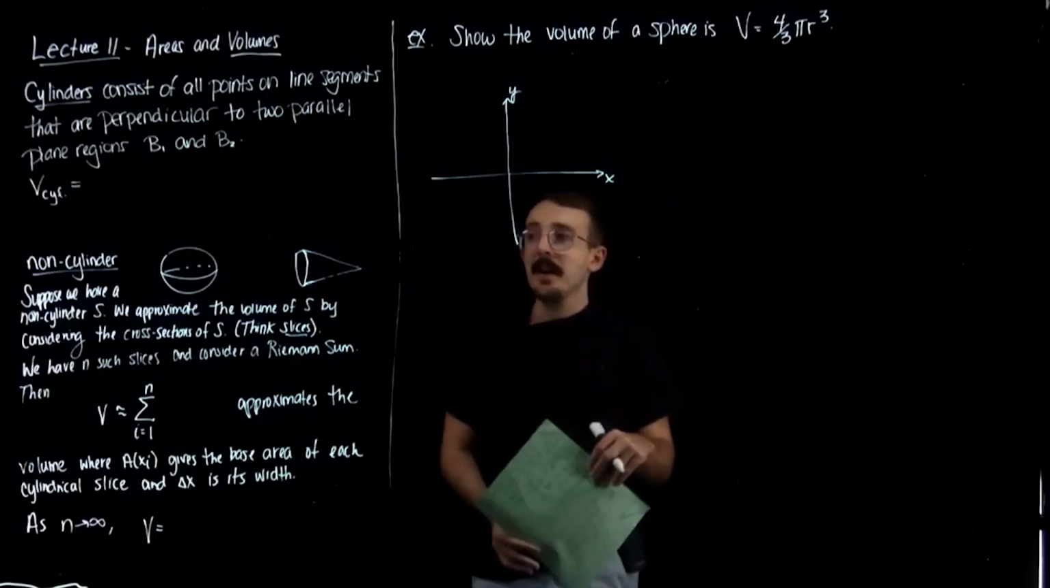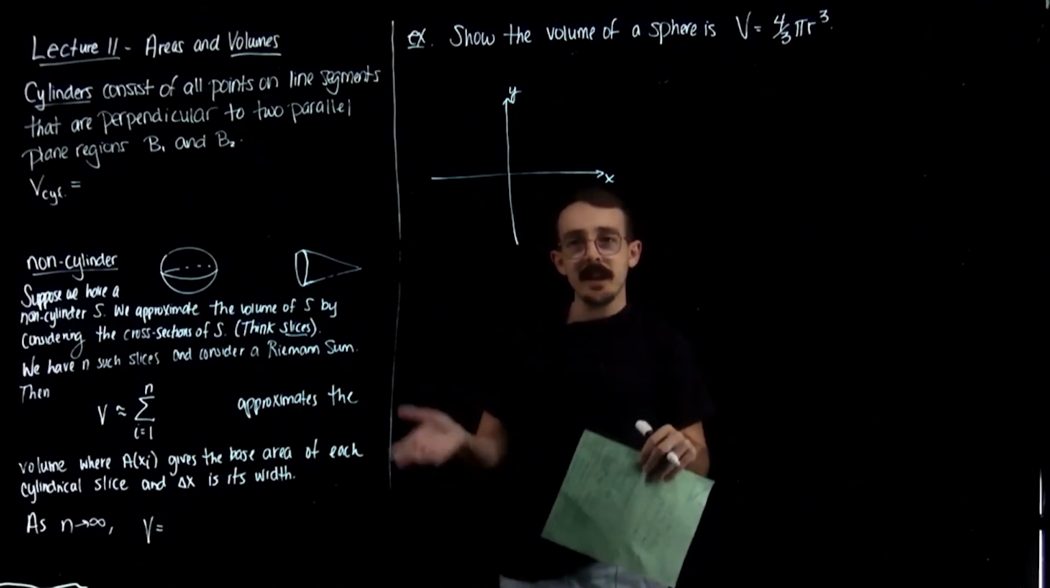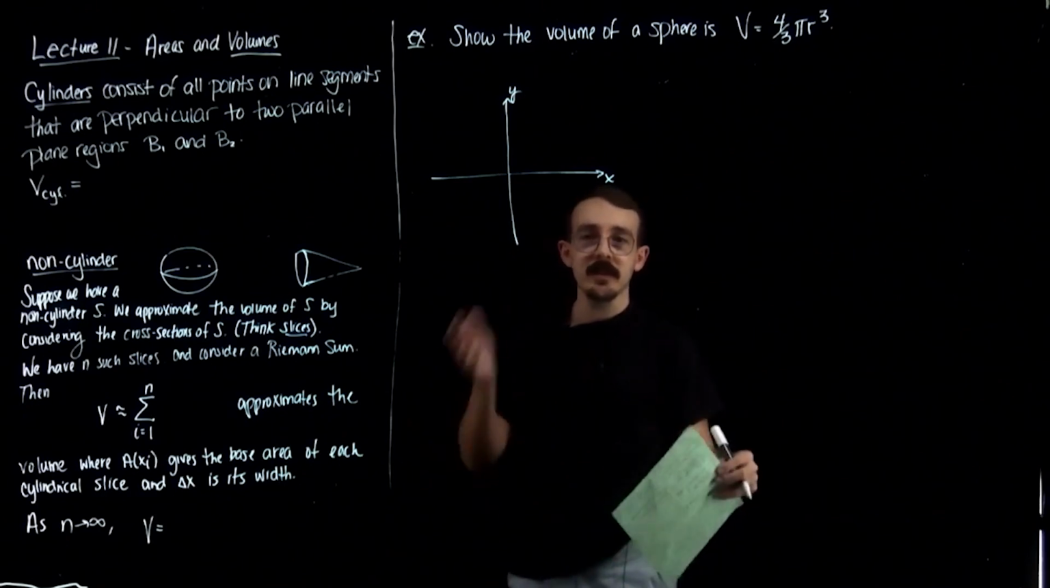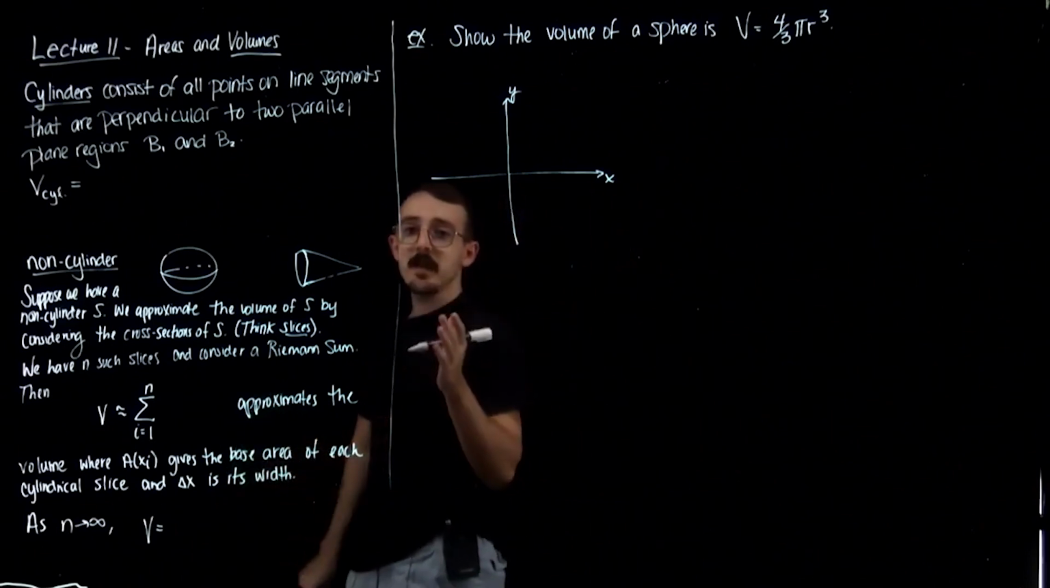All right, welcome back. So in this section, we're going to be talking about volumes. And this is just the beginning. In the next 2 lectures, we're going to be learning methods of finding volumes for solids of revolution. But for now, we're going to start with the basics. So cylinders are where we're going to start.